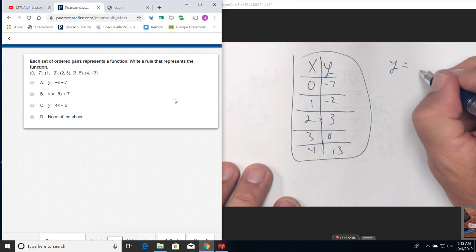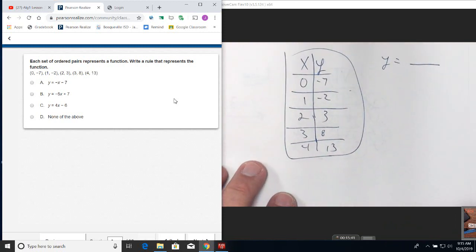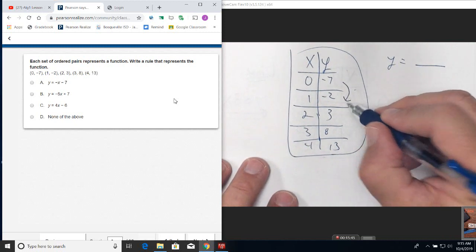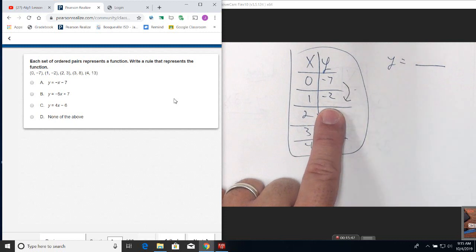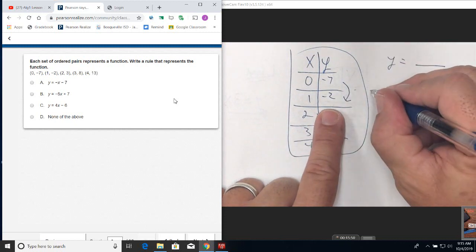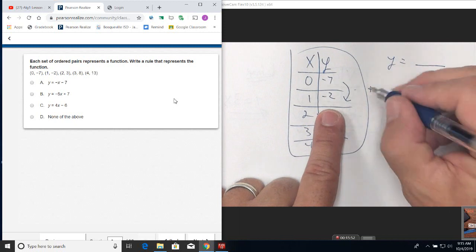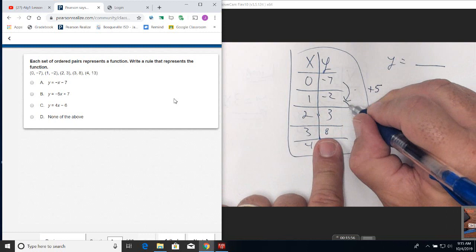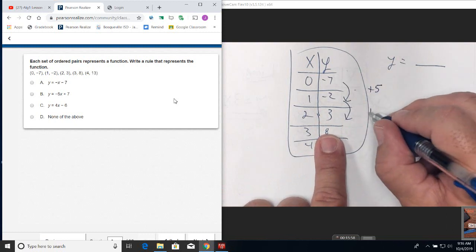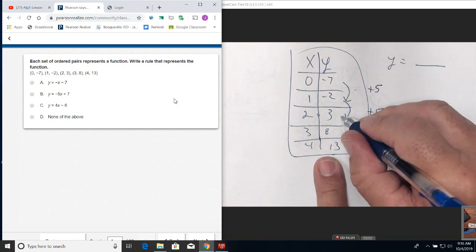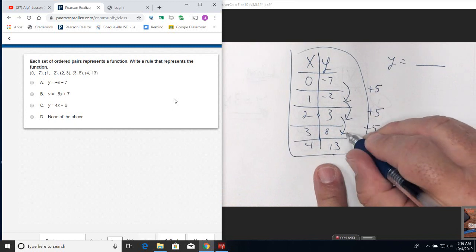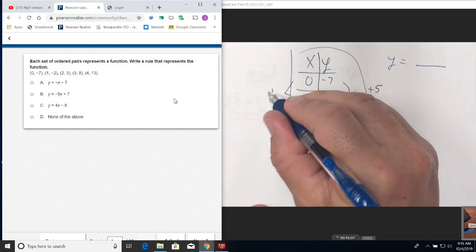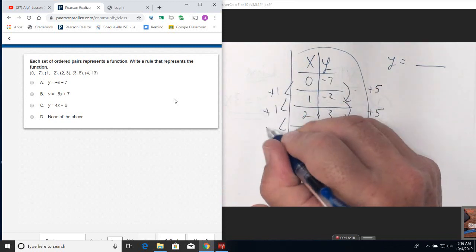So let's find a function rule. How do I find y? We'll see if there's a pattern in the table. To get from 0 to -7 to a -2, what do we do? We're adding something. What did you add? Isn't that 5? From a -2 to a 3, isn't that adding 5? From a 3 to an 8, isn't that adding 5? From an 8 to a 13, isn't that adding 5? As my x's are increasing by what? 1.